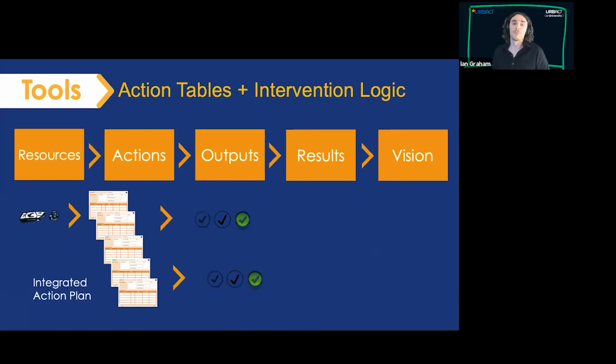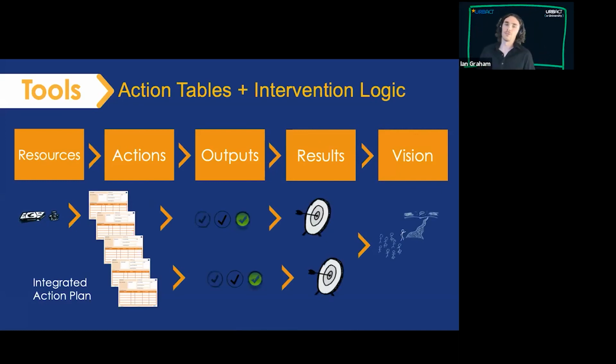And that will help us produce the outputs we need to produce. And using those outputs, we can achieve the results we want. And all of that helps us move towards our long-term vision for change. So that's how the action tables and the intervention logic all work together to help you have clearly defined SMART actions that are anchored in a really logical process.